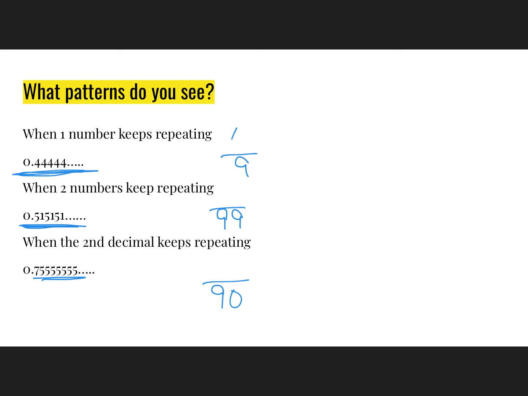In this case, it would be 4 over 9. In this case, it would be 51 over 99. In this case, we would have 75 minus 7, which would give me 68 over 90. So it's not that hard. Just make sure you pay attention to these patterns and then reduce.